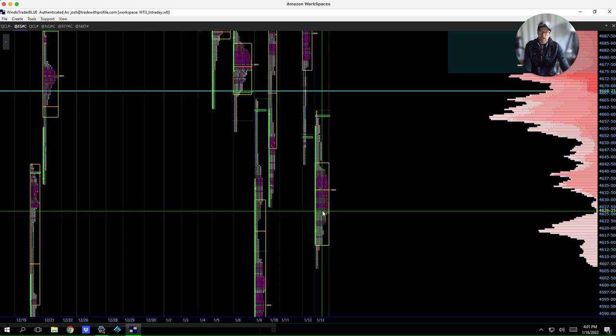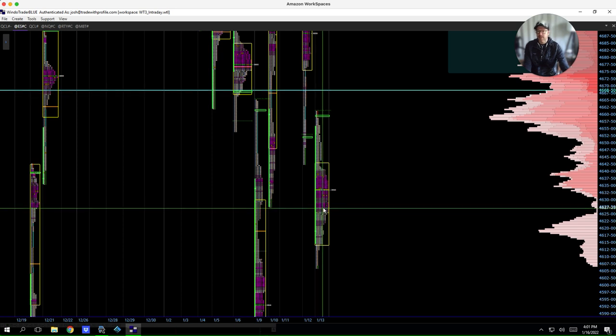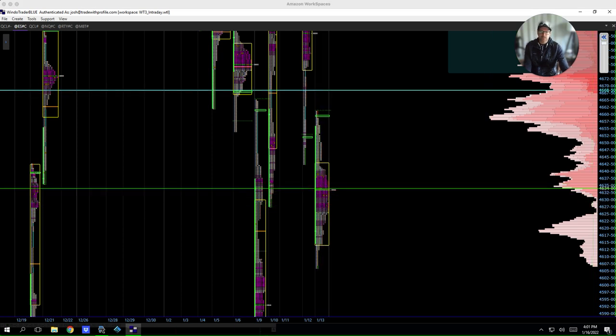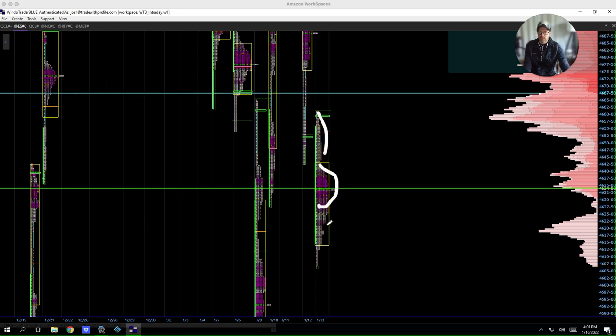Now the color here, the gradient, is the intensity of volume. What that tells me is that on this day, this is where all of the volume was. There was much less volume here and here, and a little bit of volume here. But the higher the intensity, the more volume there is. The most traded price was right here at 46.34, something we call the point of control.